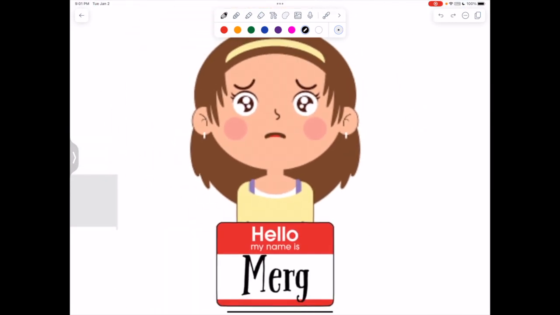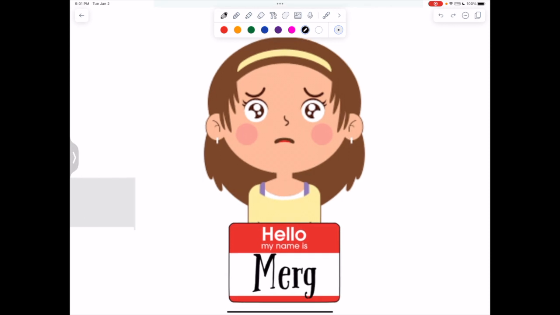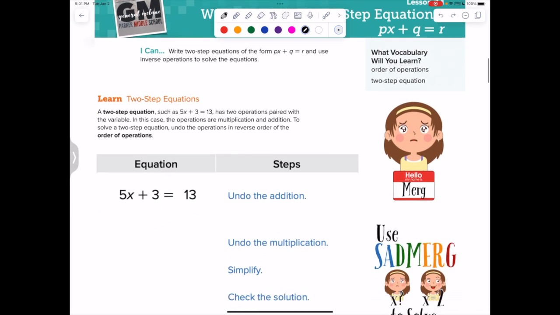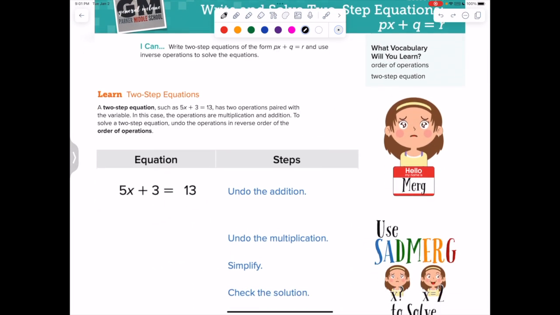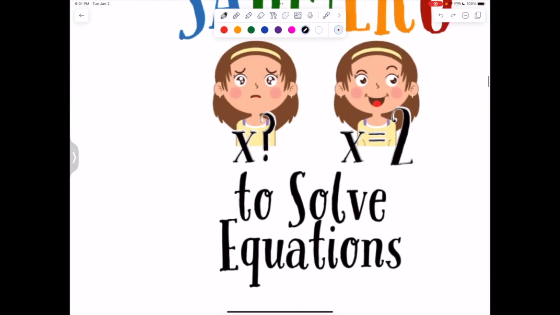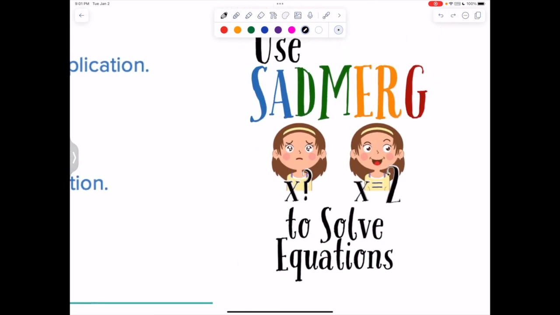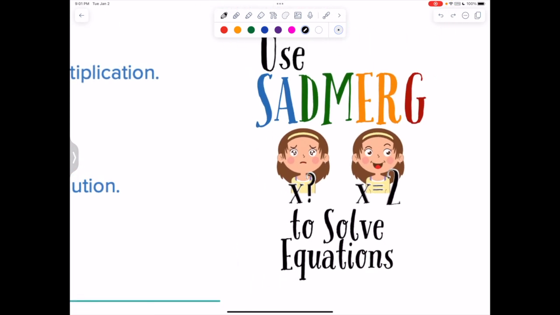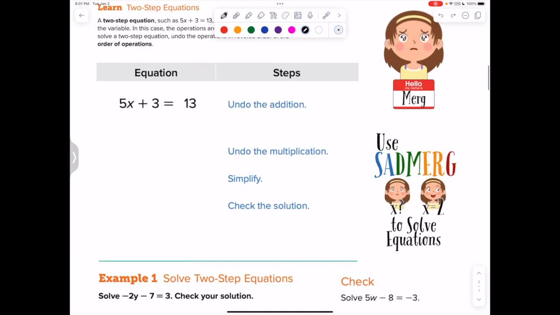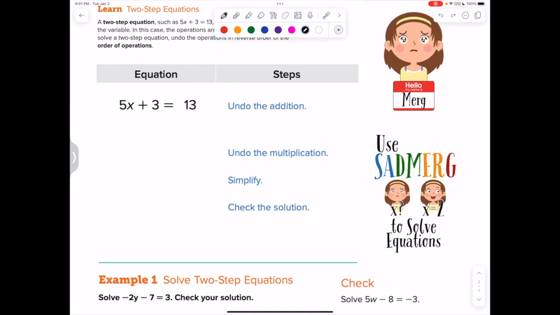So this is Merg. Oh, look how sad she is because her name is Merg. How cruel. So Merg is just to remind you that when you have a missing number or a variable you're trying to solve for, you need to use sad Merg to make her happy again. So it's just backwards PEMDAS.